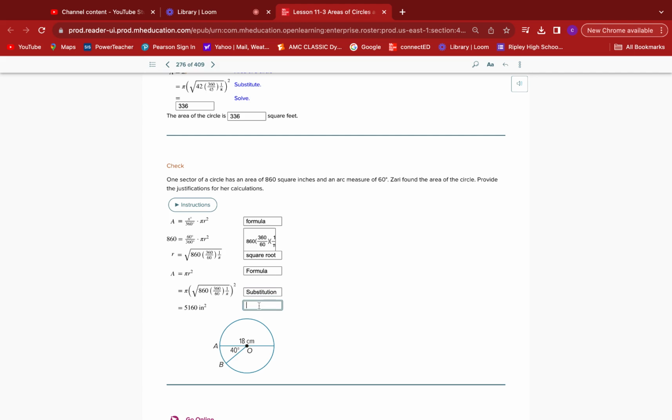And grab your calculators. Oh, no, I don't. Such a habit of doing that. There it is right there. The answer is 5,160 square inches. You know what? I'm going to do it on my calculator to see if this is actually correct, because it does say that we have to justify. So maybe it's not right. I don't know. So let's see.